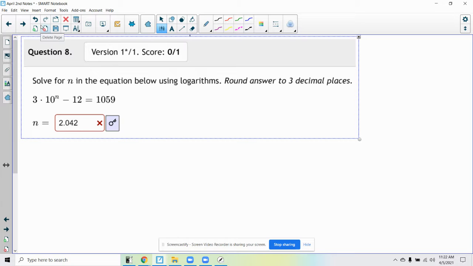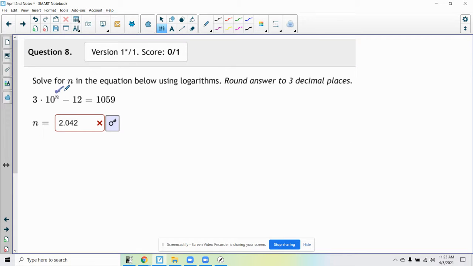All right, here's question 8. It says solve for n in the equation below using logarithms. Round your answer to 3 decimal places. So whenever I'm solving for some variable in the exponent, I know I'm going to have to convert. And here's my conversion formula. Y equals a to the x, that's exponential, is going to convert to x equals log base a of y. So I can't convert until I get the base by itself. So I have to get this base by itself.